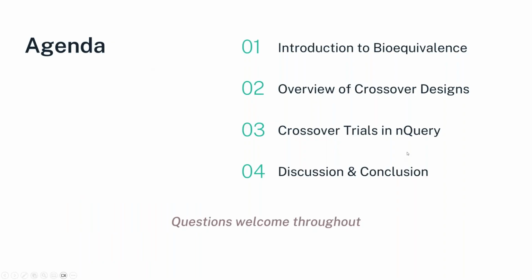So as I briefly alluded to, just a quick rundown of the agenda for today. Firstly, we're going to start off with an introduction to bioequivalence, which is the topic for discussion today. We're then going to go through an overview for some crossover designs, look at some advantages, disadvantages, things like that. Next, we'll look at some examples of crossover trials and sample size determination in nQuery. And then finally, we'll wrap things up with discussion, conclusions, and the questions as well, if time allows.